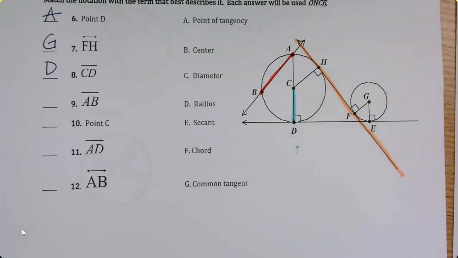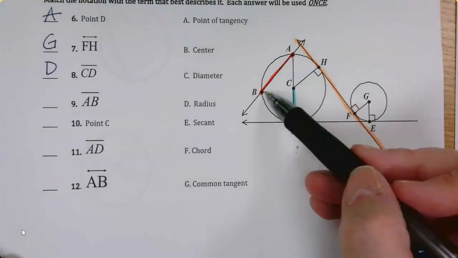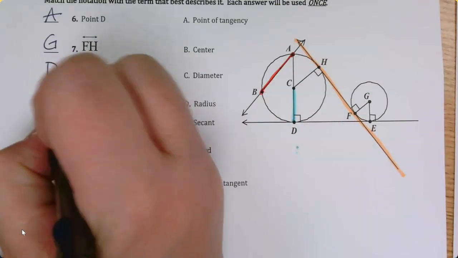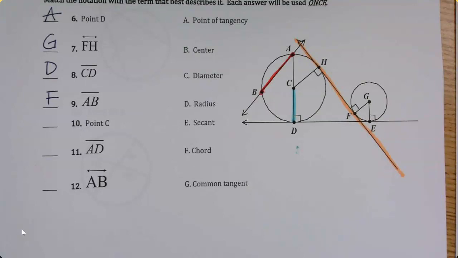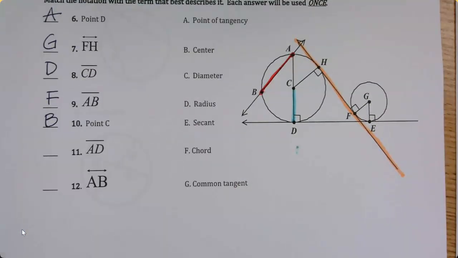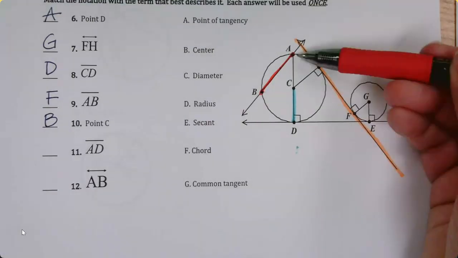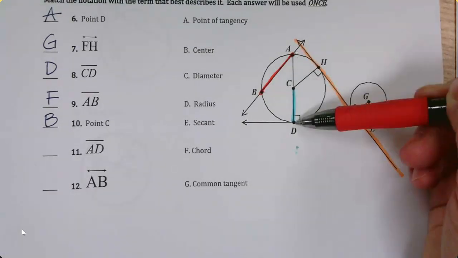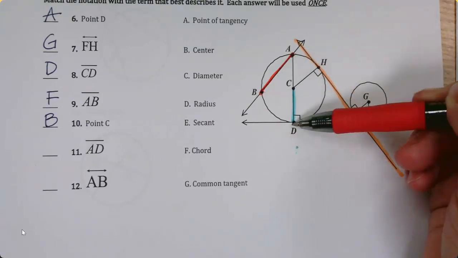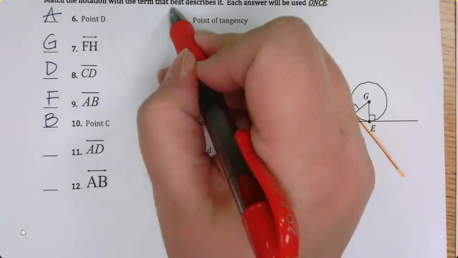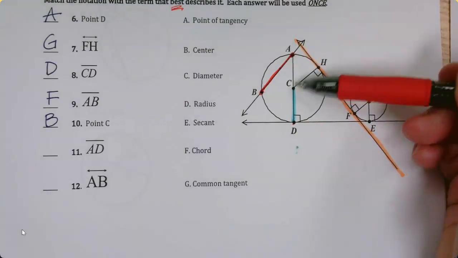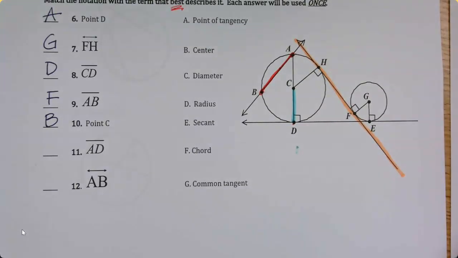That's a chord. A chord is a segment that has endpoints both on the circle. So here F is segment AB. Point C is the center of my circle, so that's going to be a B. AD, segment AD. AD is also a chord, because it has its endpoints A and D on the circle, but it's a special chord, and this asks me for the best description. AD goes through the center. So a chord that goes through the center, that's a diameter.